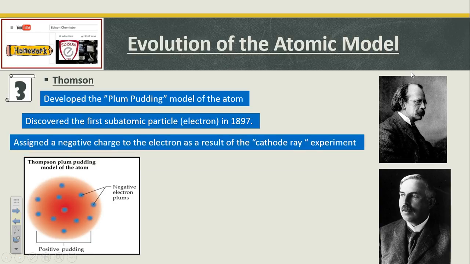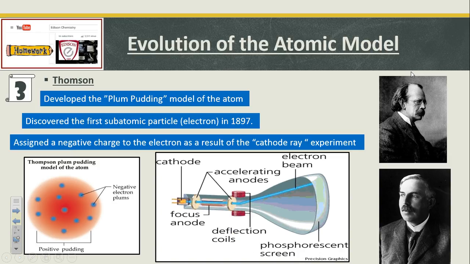And he assigned it a negative charge as a result of the cathode ray experiment. He saw that it was responding to magnetism. And as we know, we've got positive and negative ends of a magnet. And he saw that the positive end of the magnet, in the deflection coils here, pushed the electrons away. So the electrons traveled through. Then they saw the positive end and the negative end there.